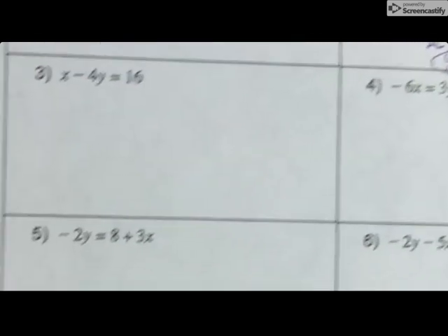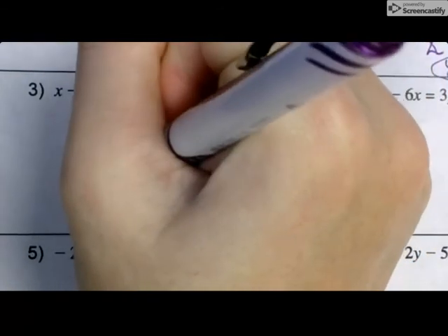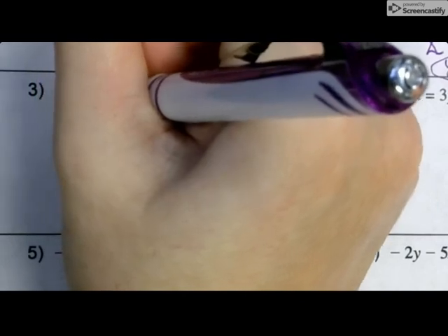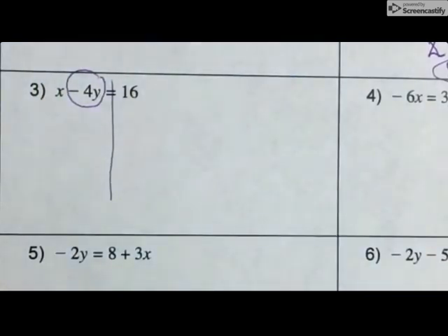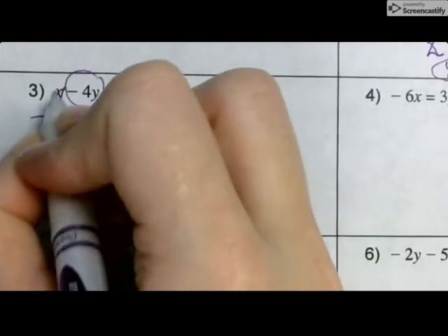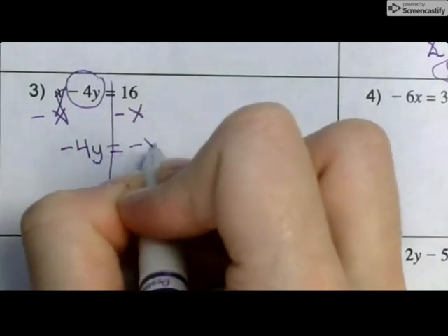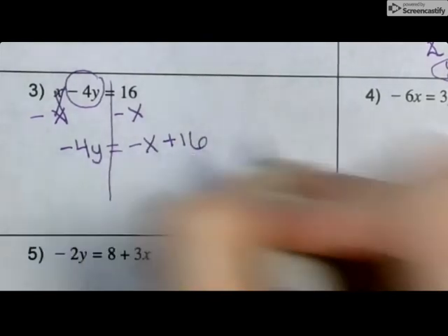Okay? Looking at 3. Draw my line. Circle what I want to get alone. The same side but not circled, x. So we want to subtract x on both sides. Bring down my negative 4y. I have minus x and a positive 16.